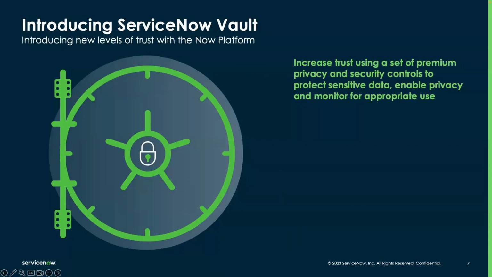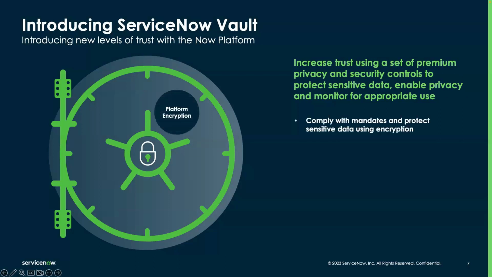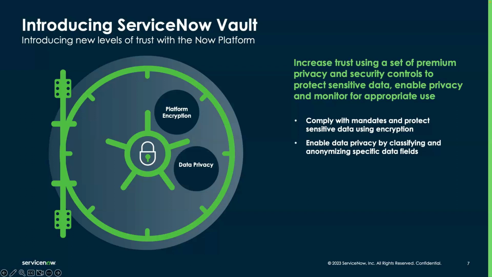Now let's talk about what ServiceNow Vault really is and what it contains. It is our marquee security enhancement suite intended to provide an additional layer of security and privacy capabilities for the Now Platform, and it consists of 5 key security elements so far. First, platform encryption: native, standards-based data at rest encryption with customer-controlled key lifecycle, which allows organizations to comply with industry mandates. Platform encryption does contain 2 premium products, which I will cover in the next slide. The second, data privacy, to ensure data privacy by classifying and anonymizing specific data fields containing personally identifiable information.